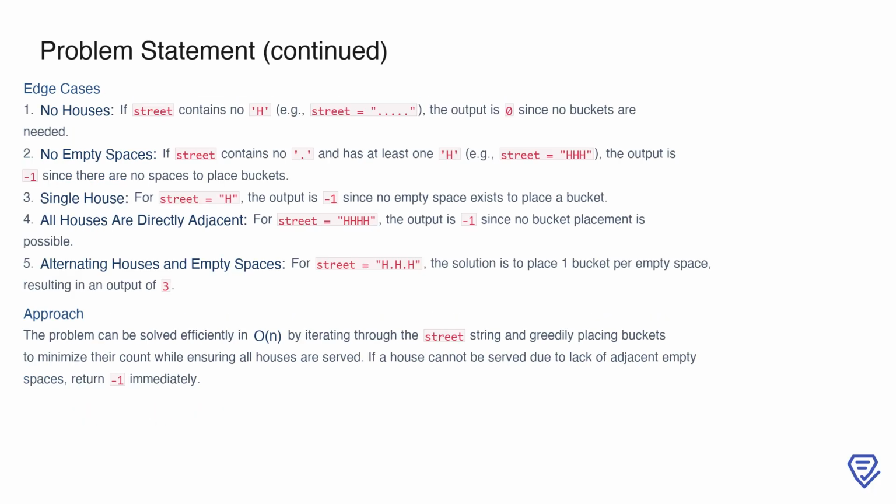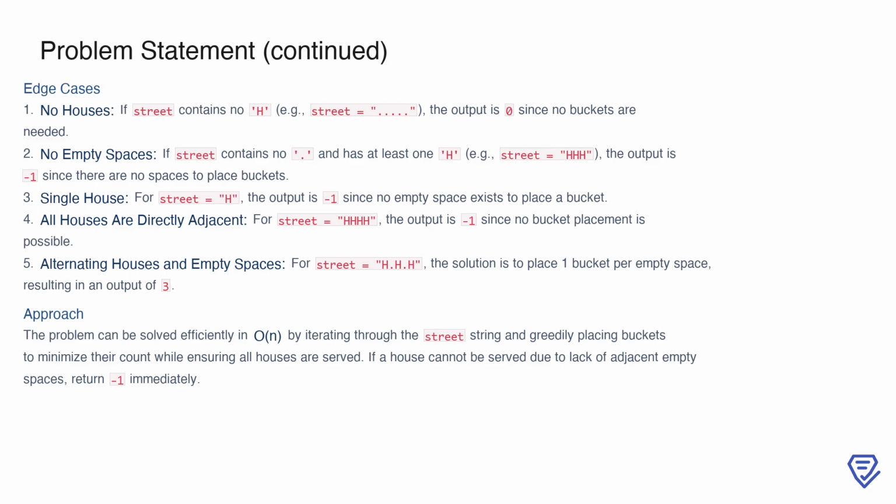Finally, let's discuss some important edge cases. If the street contains no houses, such as street equals an empty string, then no buckets are needed, so the output is 0. Conversely, if the street has houses but no empty spaces, like street equals HHH, it's impossible to place buckets, and the output is -1. For a single house with no adjacent empty spaces, such as street equals H, the output is also -1. If all houses are directly adjacent, like street equals HHHH, no bucket placement is possible, resulting in -1. However, in a case where houses alternate with empty spaces, like street equals .H.H.H., we can place one bucket per empty space, resulting in an output of 3.